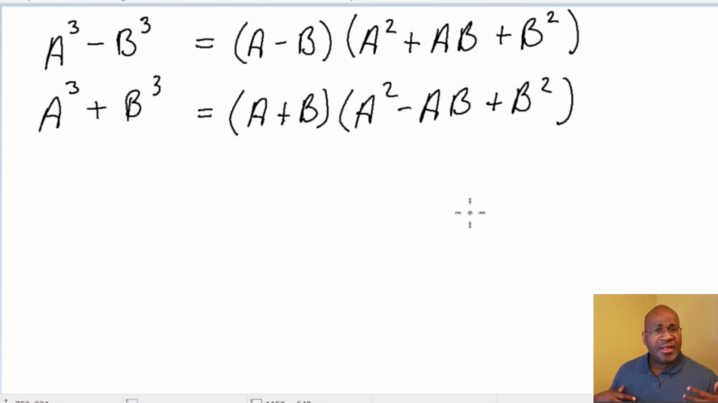Notice that the formulas are similar and they have slight differences in the signs, particularly in the binomial part of it and between the first and second terms of the trinomial part of the formula. Once again, let's look at a couple of examples.